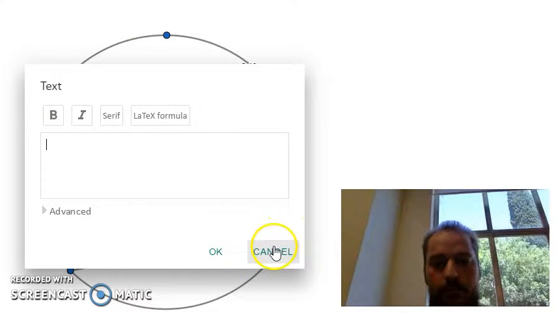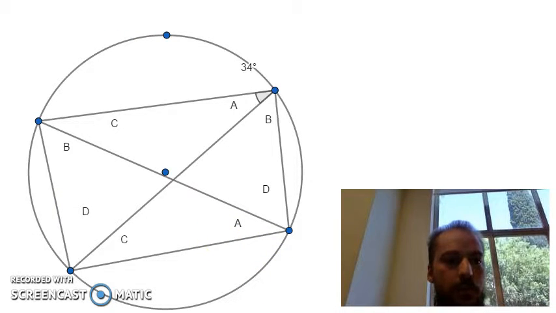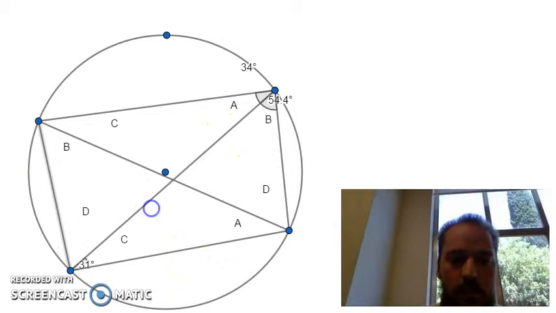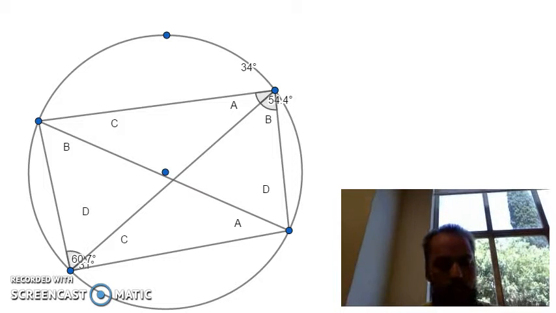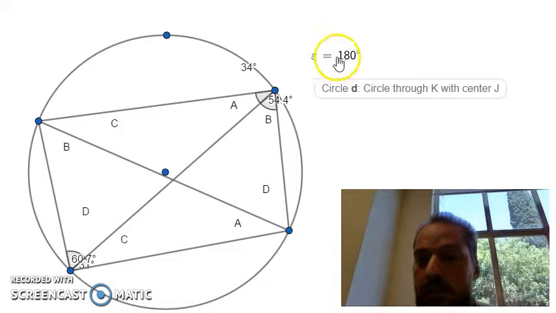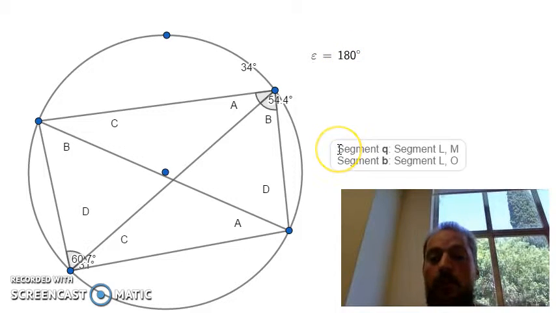So if I just measure B here, and C here, and D here, then I can add them up. Here, A plus B plus C plus D, and you can see that the result, which is labeled epsilon here, is 180 degrees. So we got the right answer.